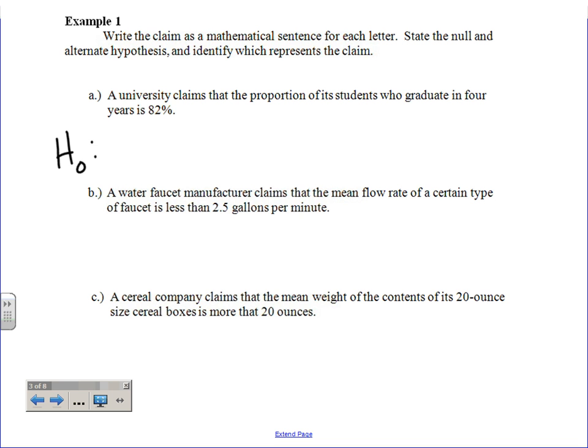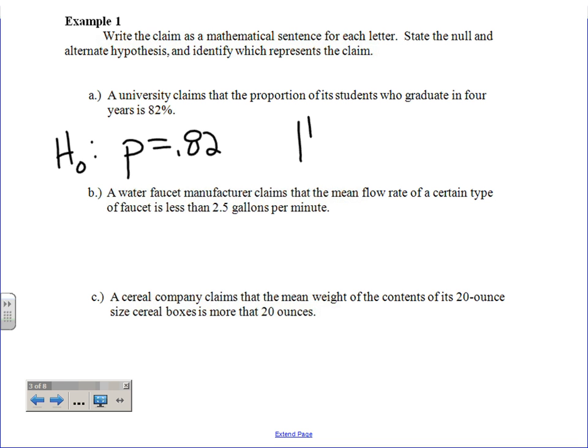There's a university out there that claims that the proportion of its students who graduate in 4 years is 82%. So we're going to do p, right? That's a mathematical sentence. That's what proportion is, p. Now remember, the null hypothesis has to have some equality in it, right? So this is flat out saying that the proportion is 82. So am I going to do greater than, less than, any of those? No, I'm just going to flat out say equals 0.82, right? That is what they are saying. Do you agree with that?